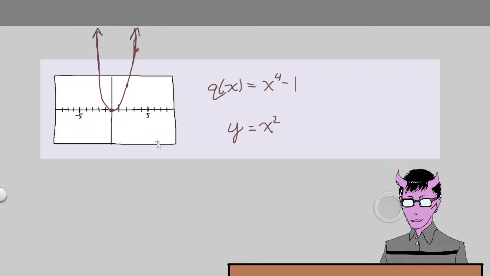And in order to do things, remember your shifting rules. This is -1 outside of your parental function, which means you have a downshift of your entire function by 1 space. It just moves down by 1 space, and that's what the graph will look like.